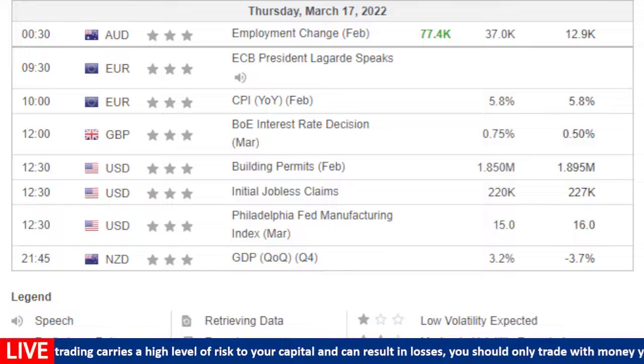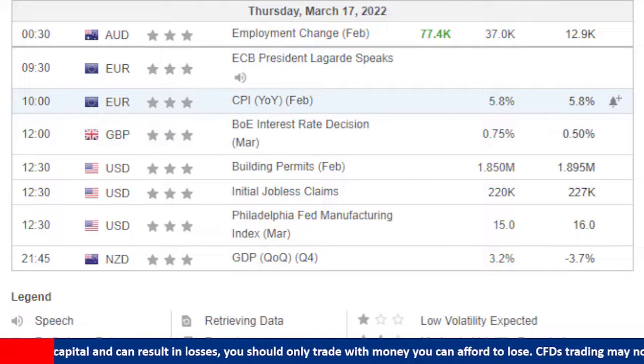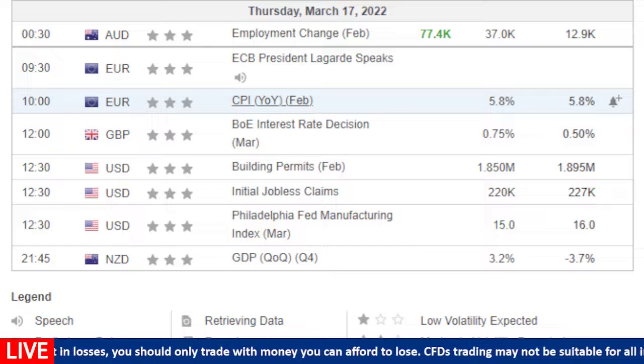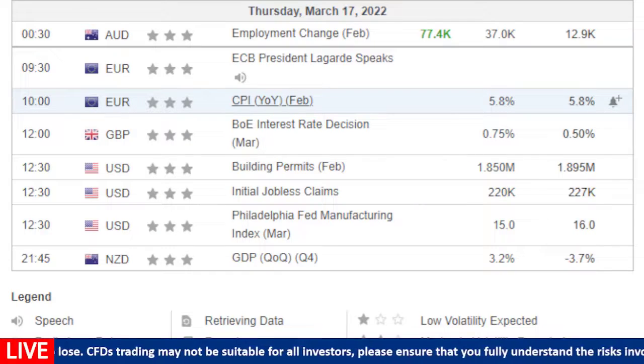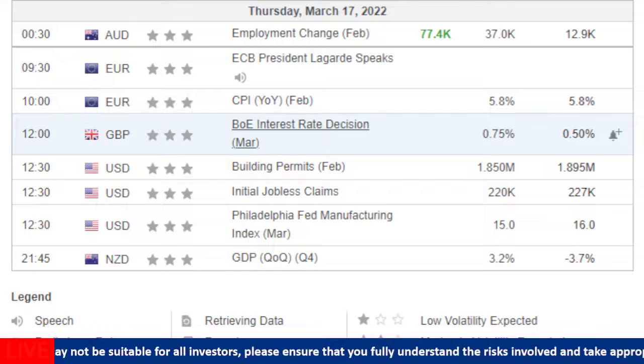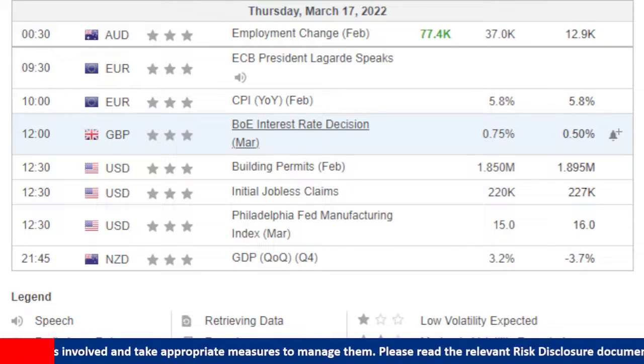Starting off with the economic agenda for today, we can see the expected numbers for the CPI, or the Consumer Price Index, which is the main measure of inflation for the Eurozone. We are having those numbers announced for the month of February, as well as the Bank of England interest rate decision. Markets are pricing in another rate hike of 25 basis points by the Bank of England. However, we will need to watch closely whether the Bank of England is hawkish or dovish, after the geopolitical tensions that are arising in Europe.